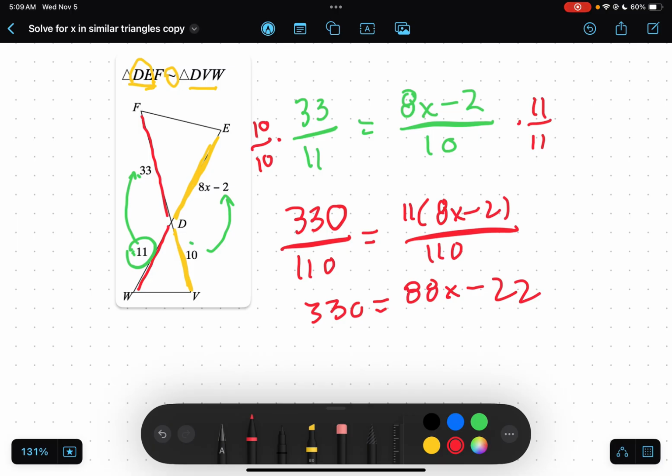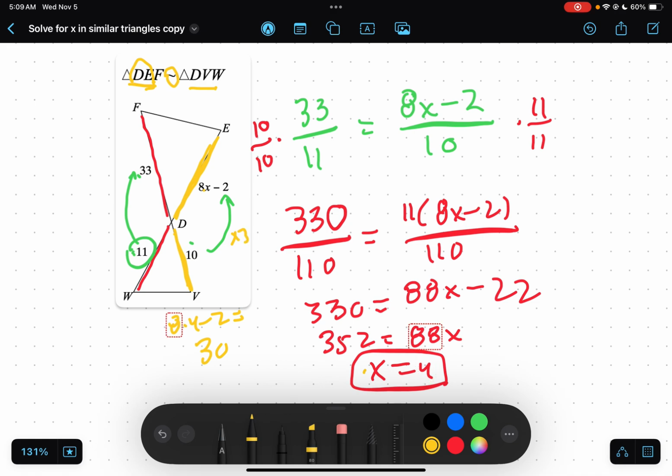So let's see. 330 plus 22 is 352. So 352 equals 88x. Great. And so x equals 4. Let's just check it to be thorough. So if I put 8 times 4 minus 2, I get 30, and that's 3 times bigger.